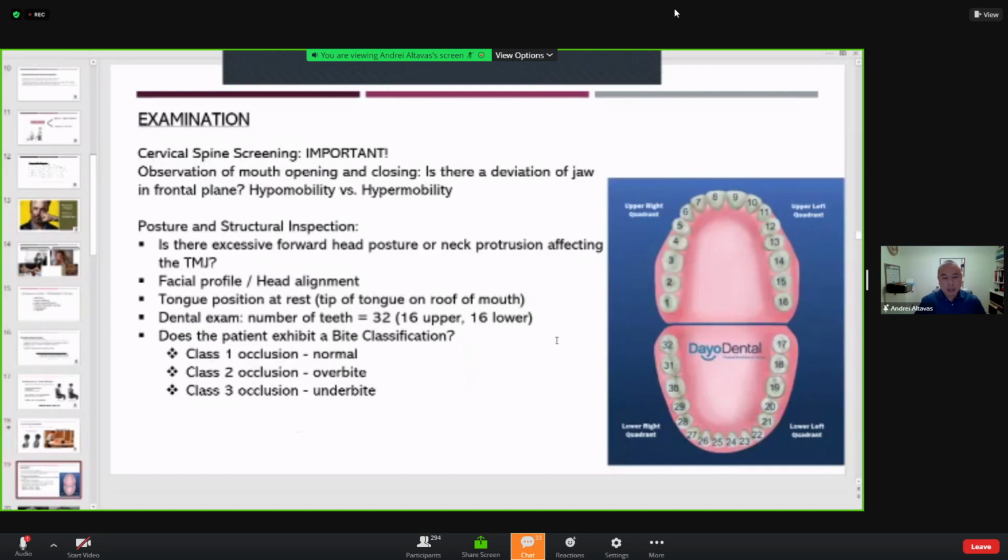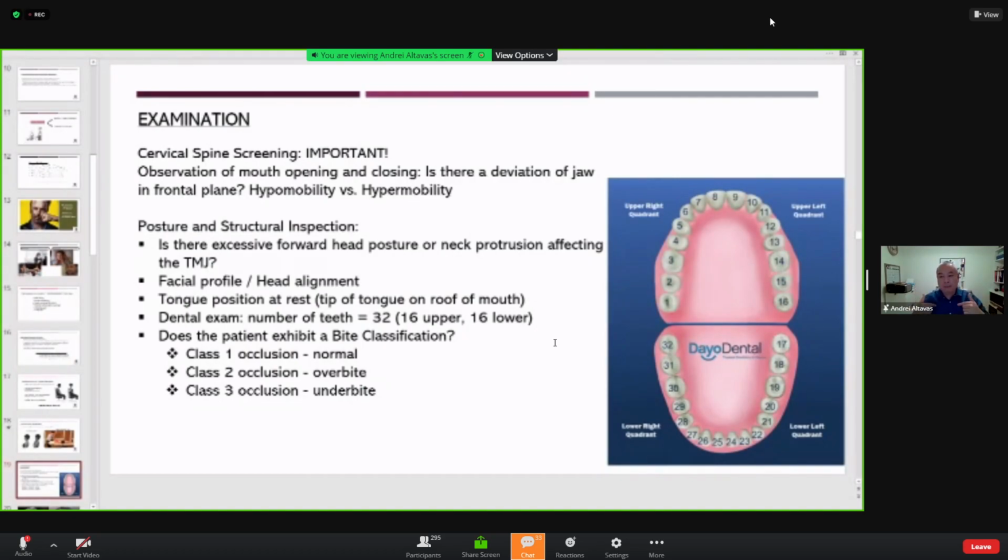All right, so examination. Again, I won't go into so much detail, but these are things that you need to include in your assessment. After cervical spine screening, you want to look at posture and structure. We're observing the structure of their entire mouth, or their jaw, and you want to see if they have excessive forward head posture, and find out if neck protrusion is affecting their TMJ. A lot of times, if you have patients protrude their head, that provokes the pain here. If they retract, it reduces the pain here.